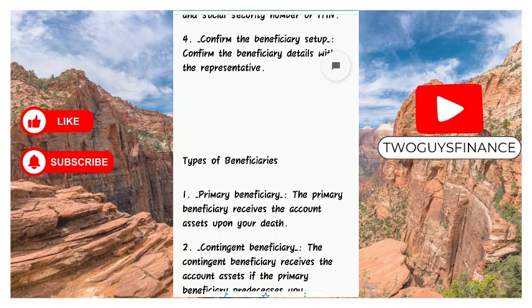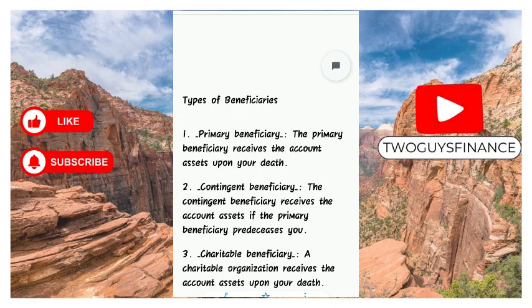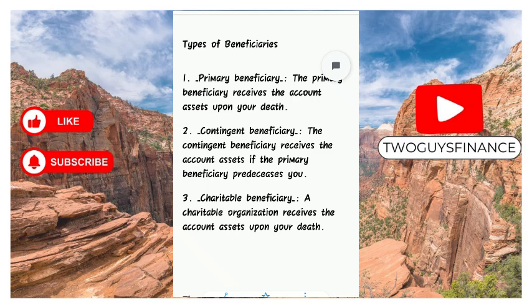Now for the types of beneficiaries that you can go with, of course there's a primary beneficiary, and the primary beneficiary is going to receive the account assets upon your death. There's also a contingent beneficiary, who is going to receive the account assets if the primary beneficiary predeceased you. There's also a charitable beneficiary, where a charitable organization is going to receive the assets upon your death.